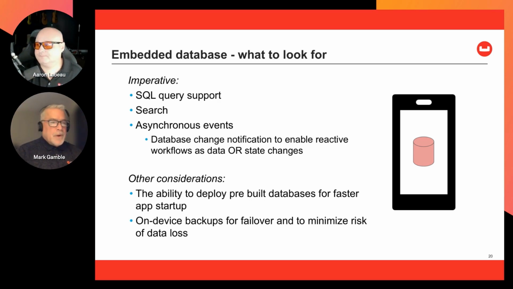Great point. So on asynchronous events, if your apps are reactive, you shouldn't have to poll the underlying data layer for changes that affect the app experience. You want the app to be notified of data change events proactively. So look for a database that provides asynchronous event notification at the database as well as individual field or document level, right? So multiple levels of granularity.